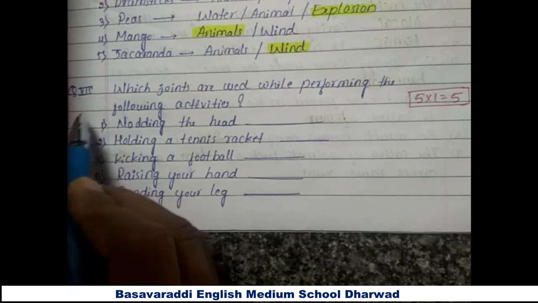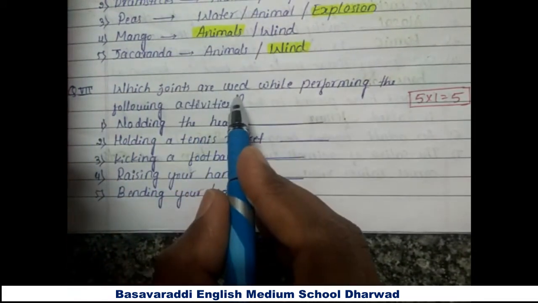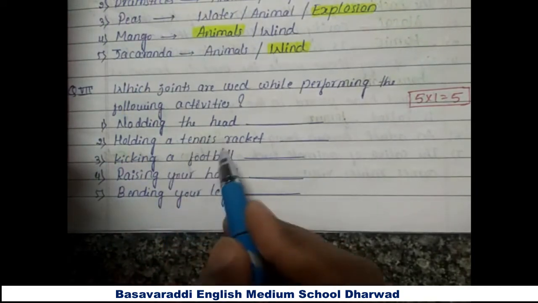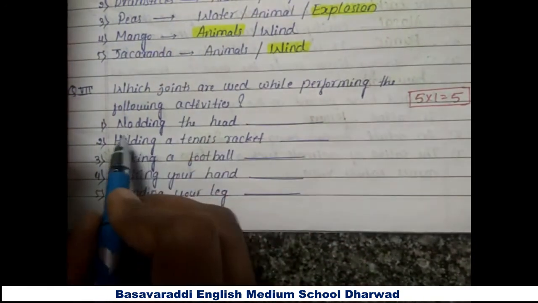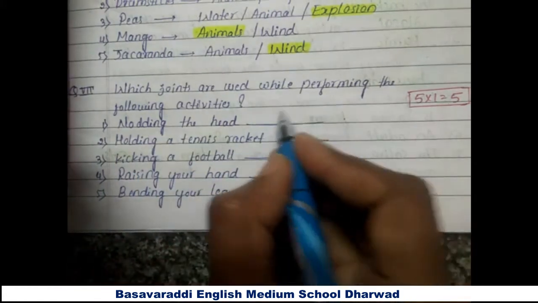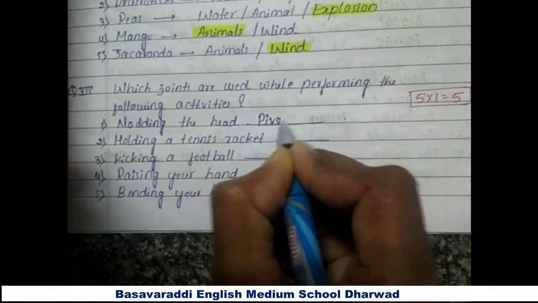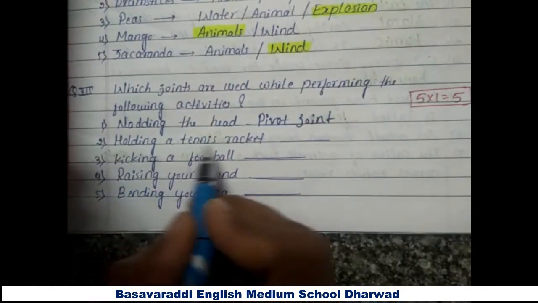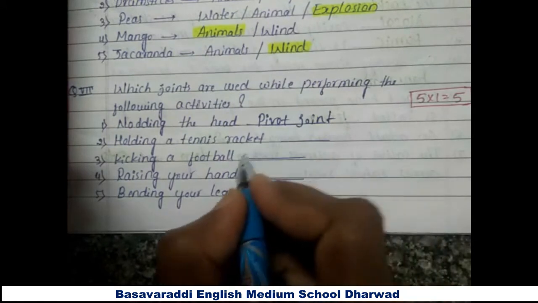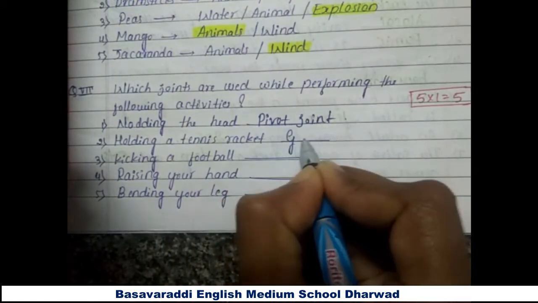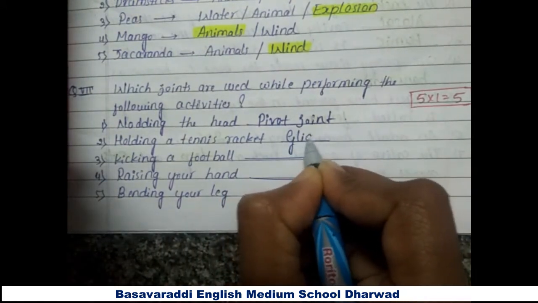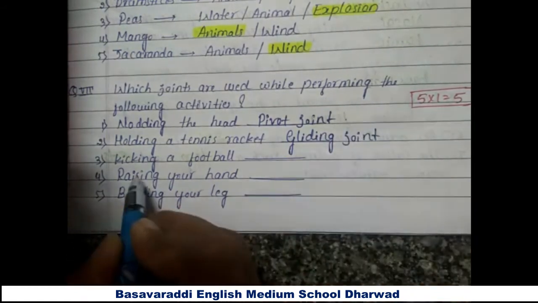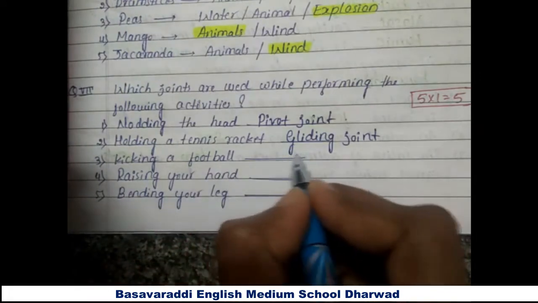Next, the question number 7. Which joints are used while performing the following activities? So we have to write the name of the joints. The first one, nodding the head, that is pivot joint. Second one, holding a tennis racket, that is gliding joint. Third one, kicking a football, that is hinge joint.